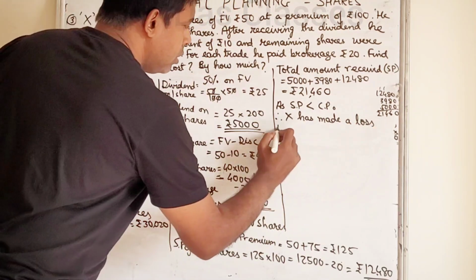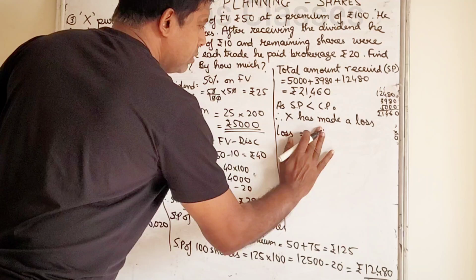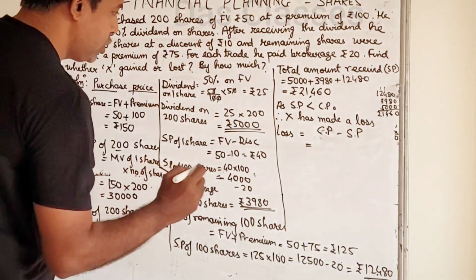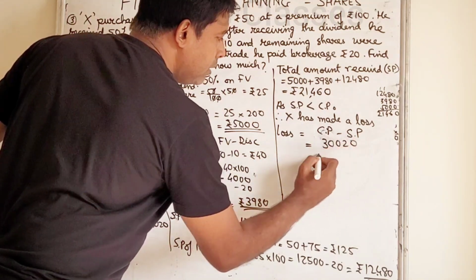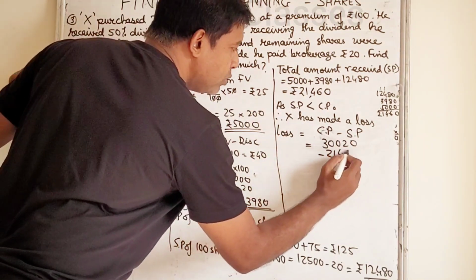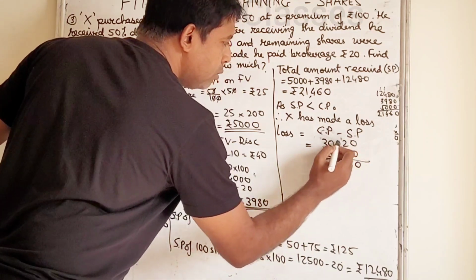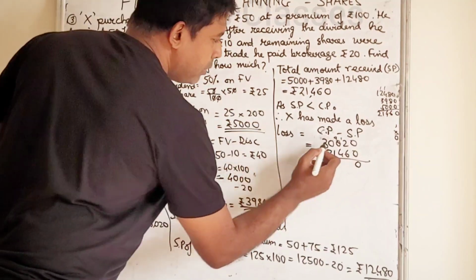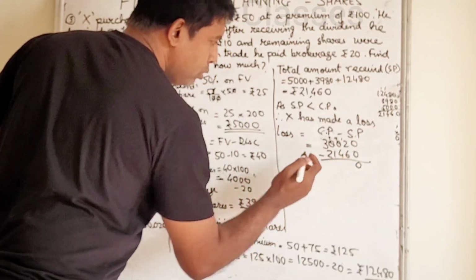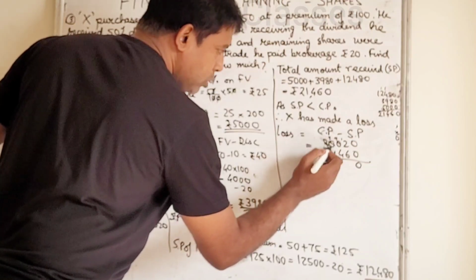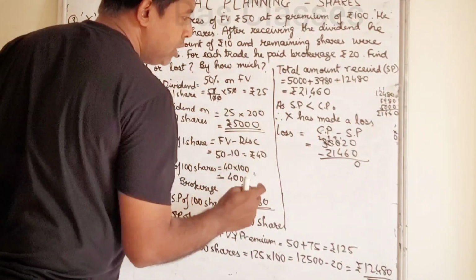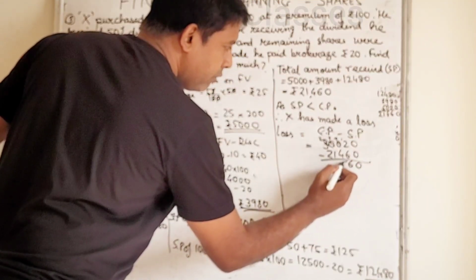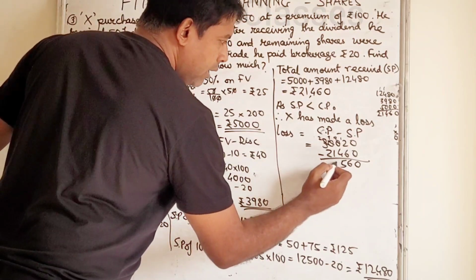Now, how much is his loss? So loss is going to be equal to cost price minus selling price. So what is the cost price of his shares? That was 30,020 minus the selling price of the shares, that is 21,460. Just subtract it, 0. When you take 1 from here, this number becomes 9. And whenever a number becomes 9, you just cancel the next number also. But again, this number, as it was 0, it has become 9. So you'll go on cancelling till you get a natural number. So you got 2. So this comes to 6, 5, 8.